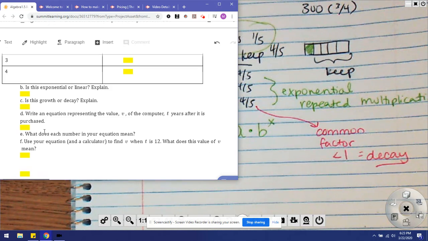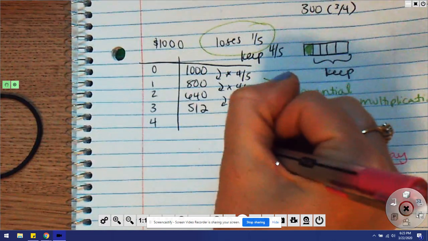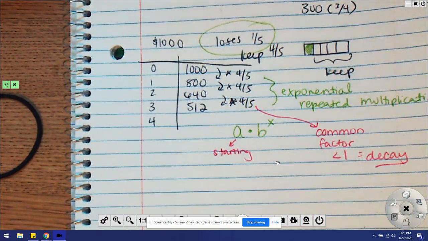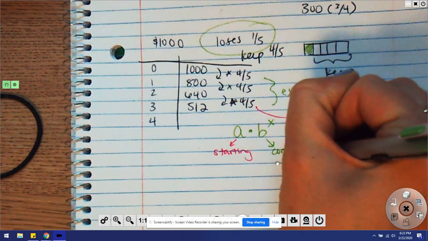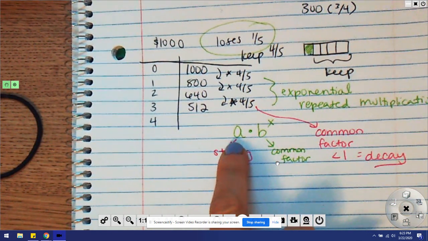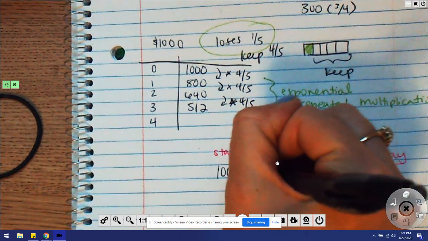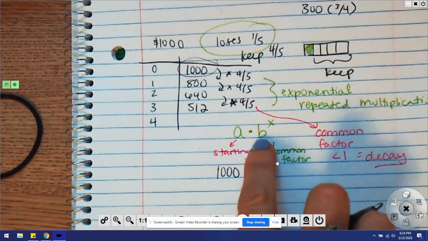So I need to write my equation by thinking about what my a value is going to be. My a value is always my starting amount, and my b value is always going to be my common factor. So what is my a value? It's my starting point of $1,000. What is my b value?